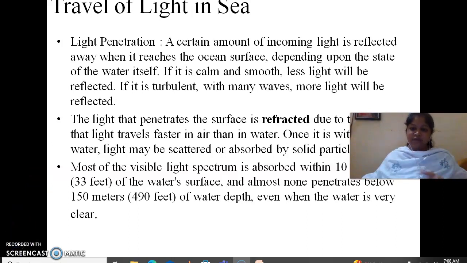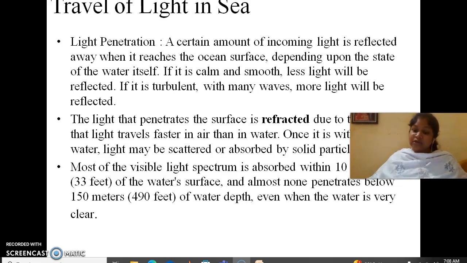If the surface is smooth and calm, then what happens? The penetration of the light will be more and the reflection will be less. If the surface is rough, then what happens? Most of the light will be reflected and the penetration of the light will be less.